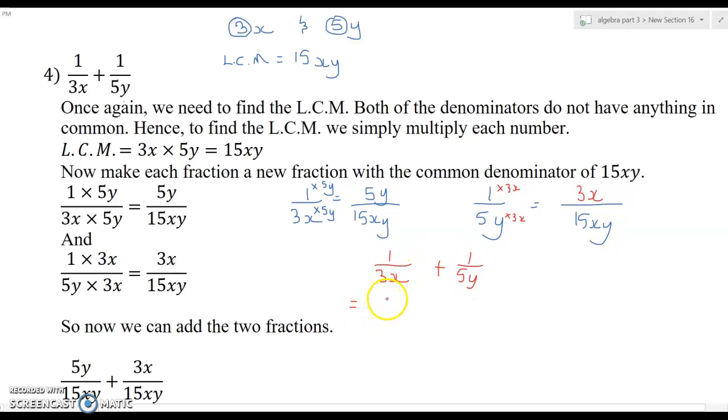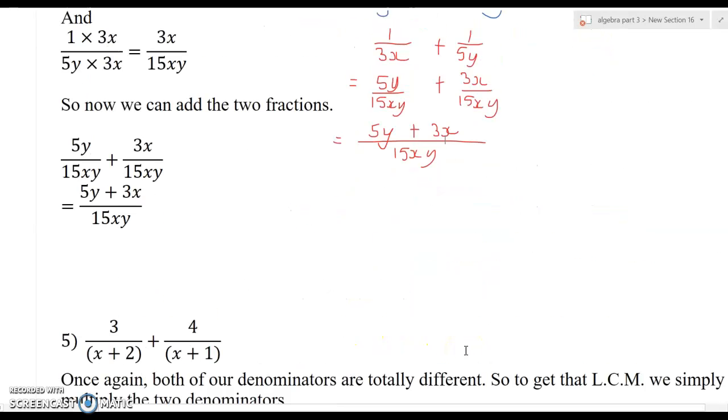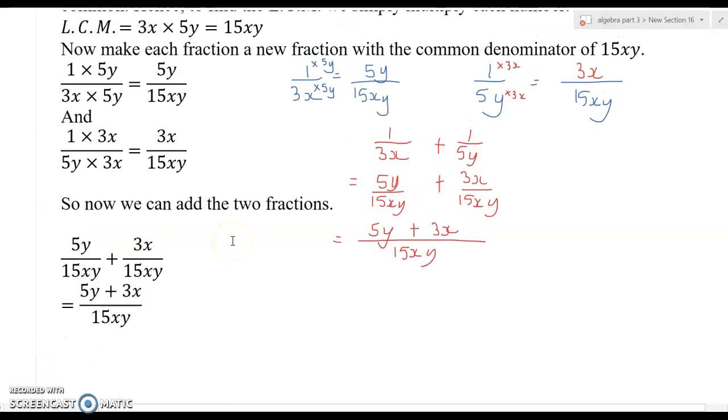So now we will get 5y over 15xy plus 3x over 15xy. And you put the common denominator, 15xy, and then we just add it up, 5y plus 3x. And again, for the top, we can't simplify it further because x and y are totally different. And yeah, that's our final answer there.